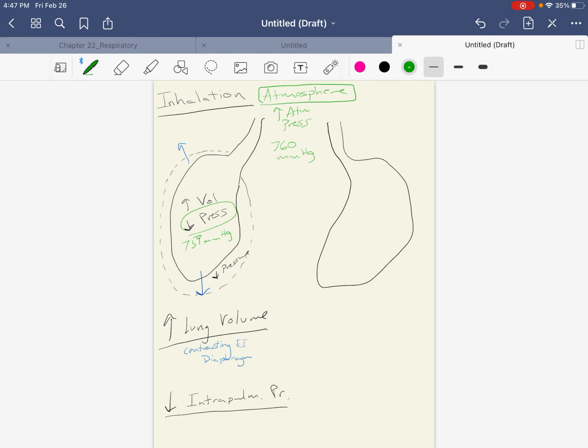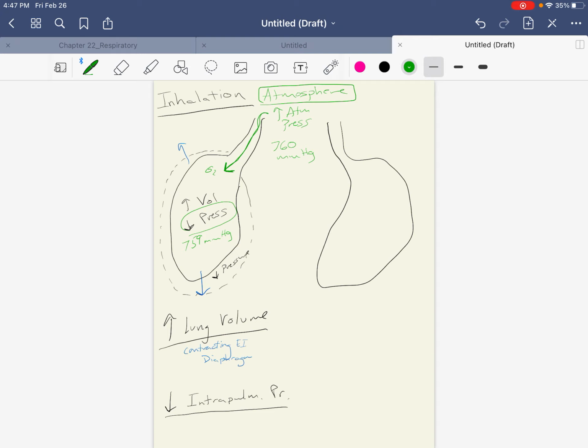Because that is enough. And this is breathing at rest. I'm not talking about exercise. That is enough to develop a pressure gradient. And if we have high pressure here and low pressure here, air is going to move from high to low pressure. That's how we inhale, folks. We contract our respiratory muscles to increase lung volume. By increasing lung volume, we decrease the lung pressure. Once the pressure in the lungs drops below pressure in the atmosphere, we've developed a pressure gradient, and if we open our mouth, air will move from higher pressure in the atmosphere to lower pressure inside of our lungs.